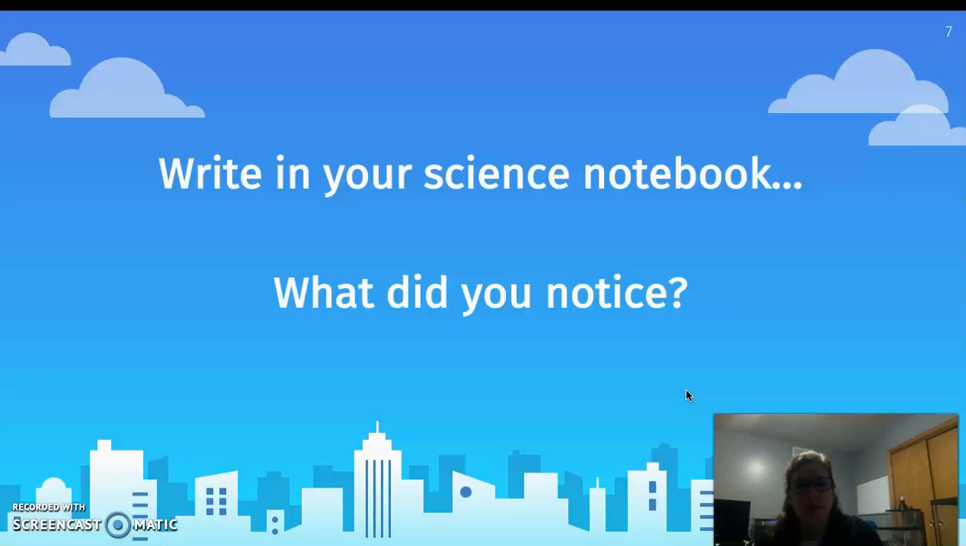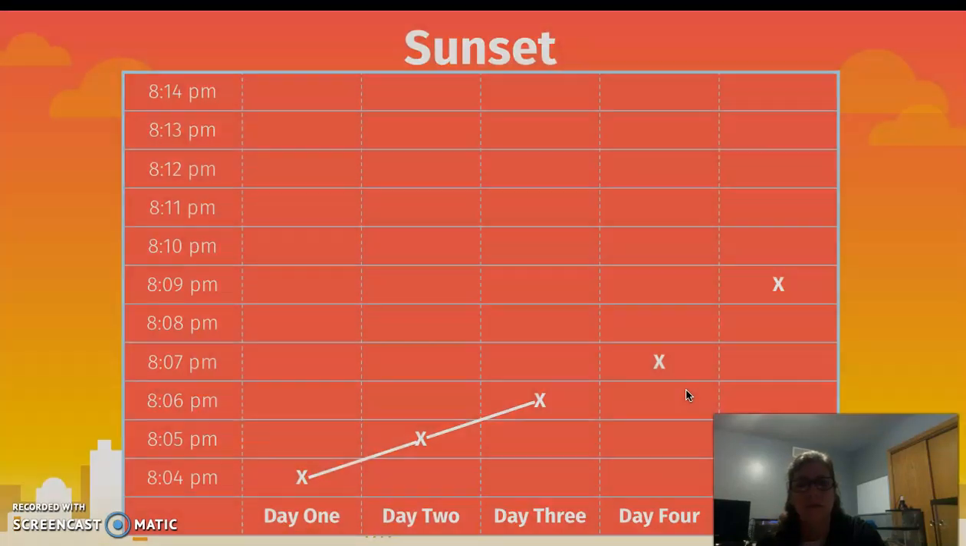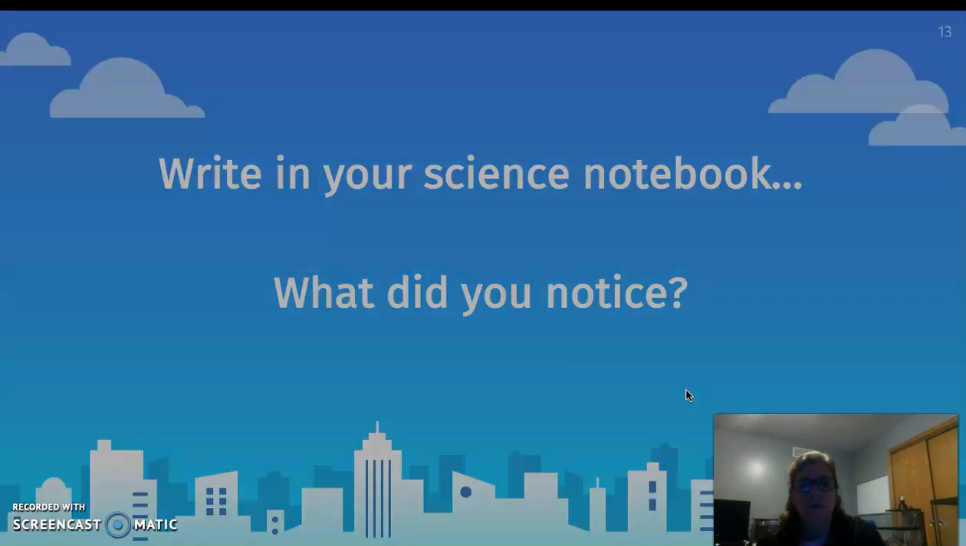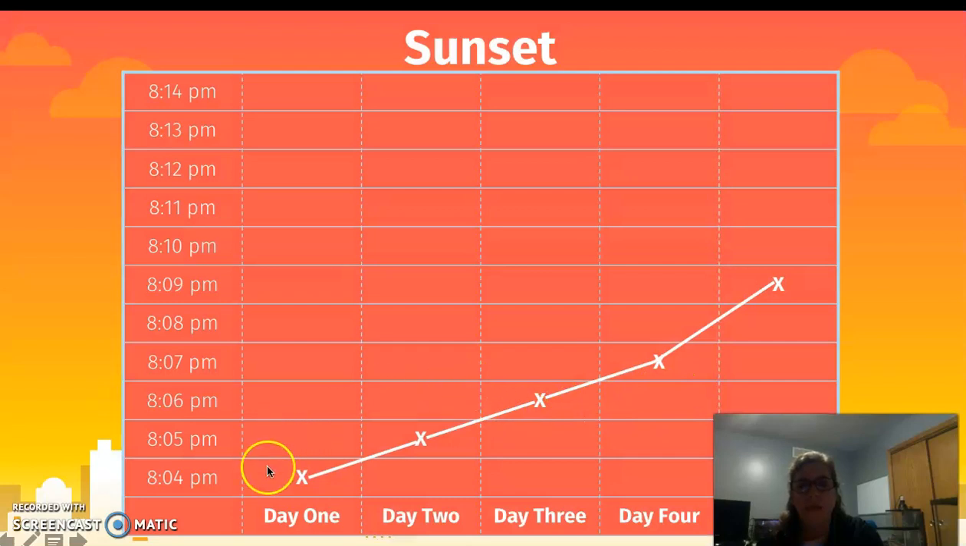Then if I go to my sunset, I notice that on day 1, the sun set at 8:04, but by day 5, the sun set at 8:09. So what do I observe from this data? I notice that as the days went on, the sun set later each day. So again, in the spring, each day has a longer amount between sunrise and sunset. So the sun is going to set later each day.